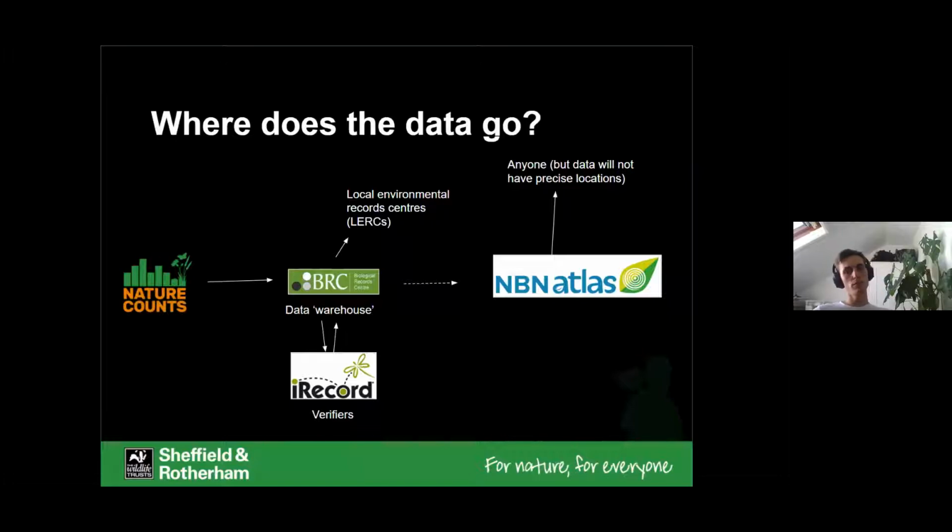The BRC also publish our records to the National Biodiversity Network Atlas. This is a really useful resource that anyone can access. If you're interested in seeing what records are available in your area, I would recommend searching for the NBN Atlas. It's just a big map. You can explore it and see what records are in your area. Some data won't have the exact locations, but it's good for getting a feel for what species are in the area. We work very closely with the BRC and the NBN in order to make this all work.